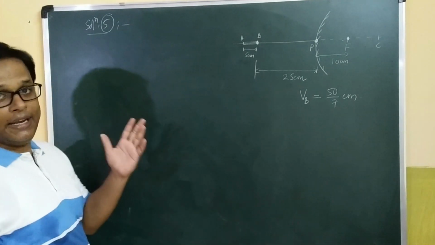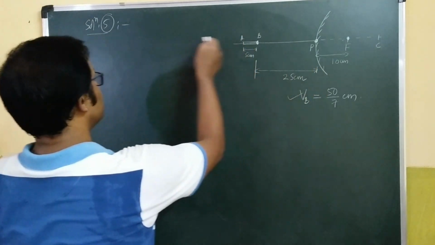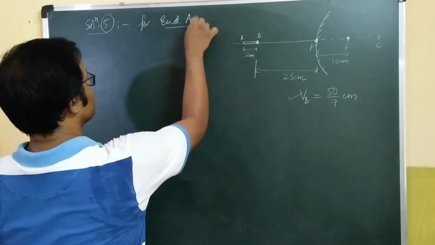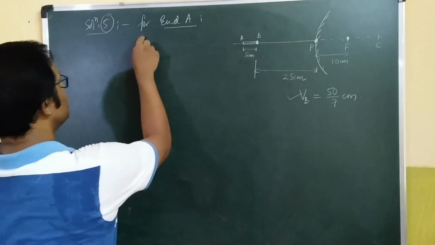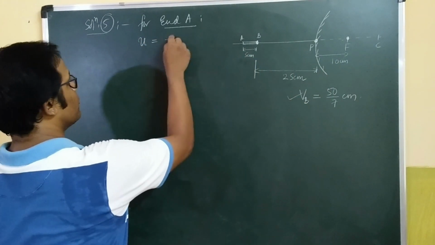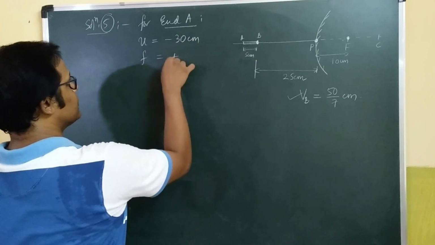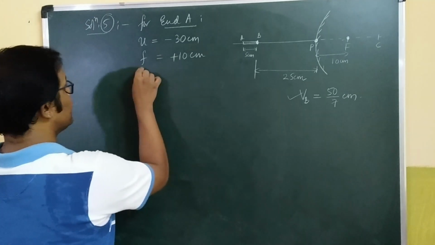Alright. Now let us try for the end A. Definitely those who have got an idea, you have already solved it for A, I hope so. For the end A, if I have to really solve it, please take care. It's 25 plus the 5. So object distance will be now minus 30. Objects are on the left side. Focal length is plus 10 centimeters. Not to repeat the mistake.